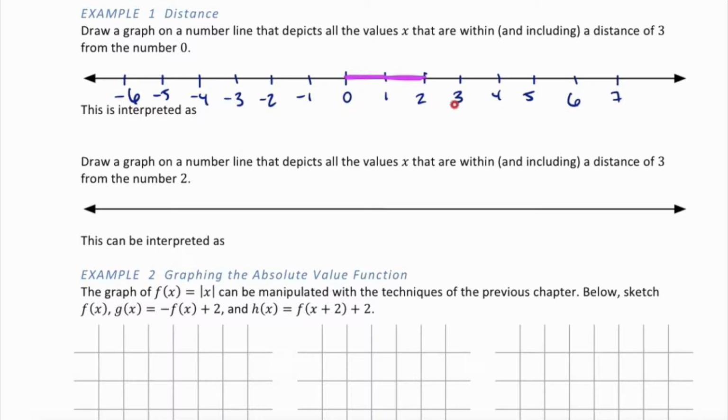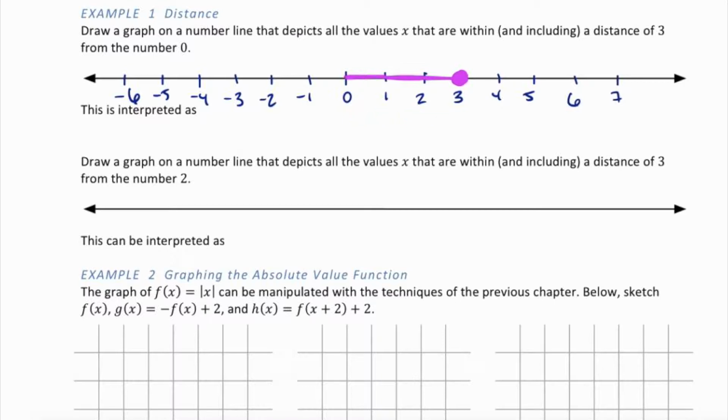Now let's ask ourselves, is the number 3 a distance of 3 from 0? One, 2, 3. It is at least a distance of 3 from the number 0, so it's also included on our graph. And we want to include 3. You notice this says including, so I'm going to make this a nice closed dot.